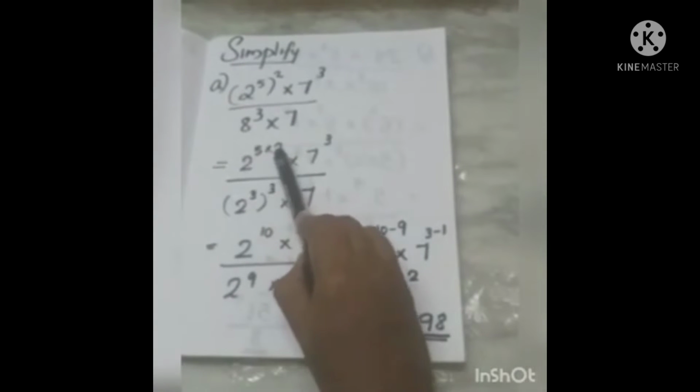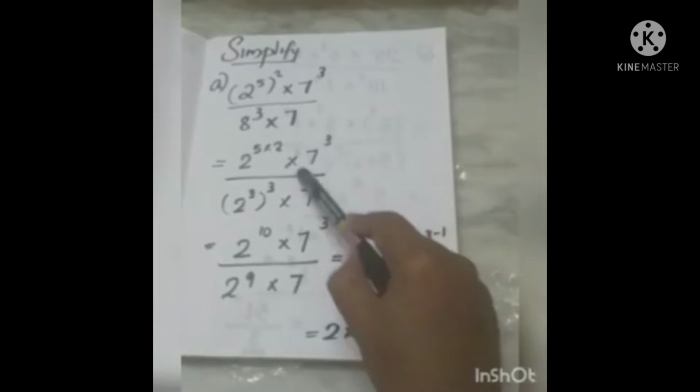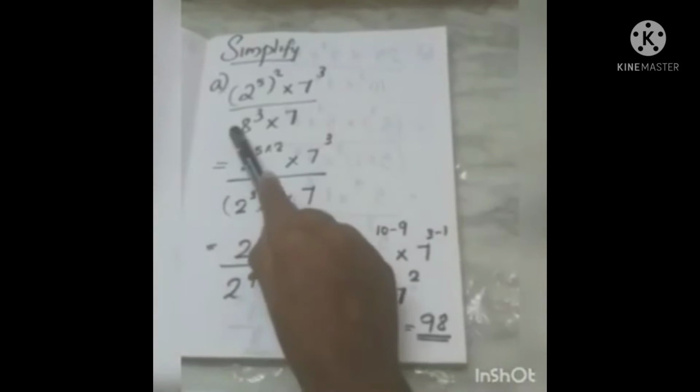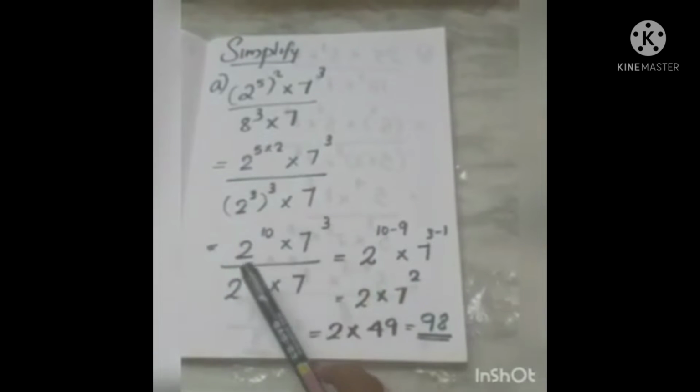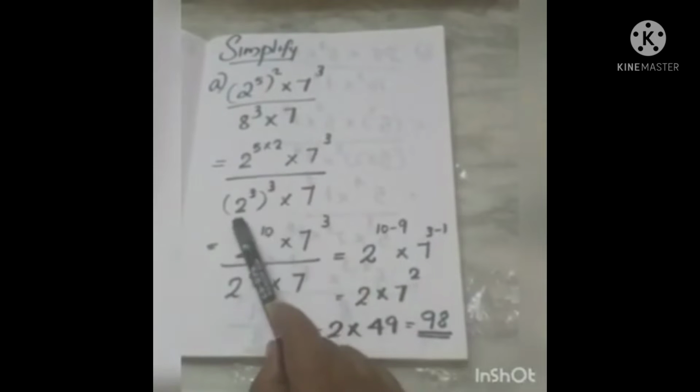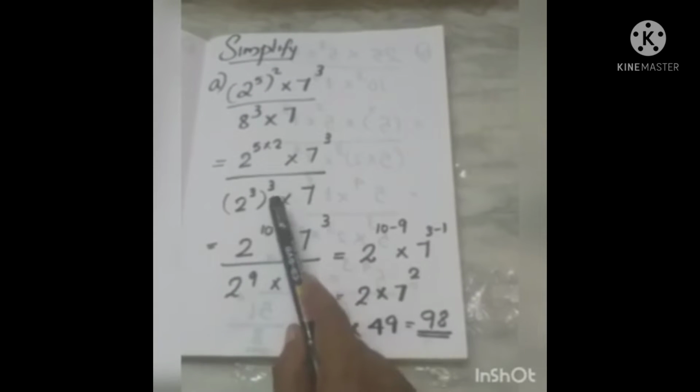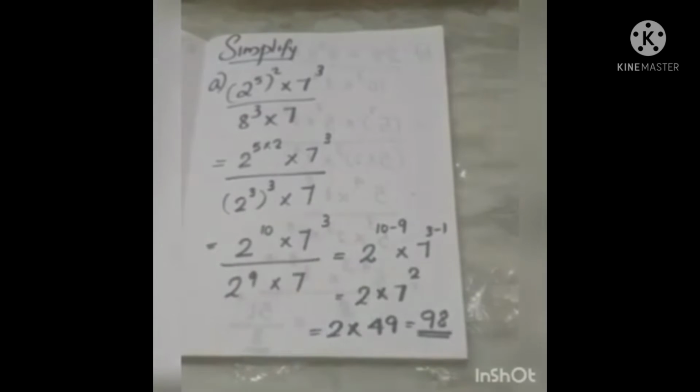So first we apply the law here: 2 raised to 5 into 2, and 7 cube I write the same. Now 8 cube. I am going to represent 8 as 2 cube, isn't it? When we prime factorize 8, how can we prime factorize 8?